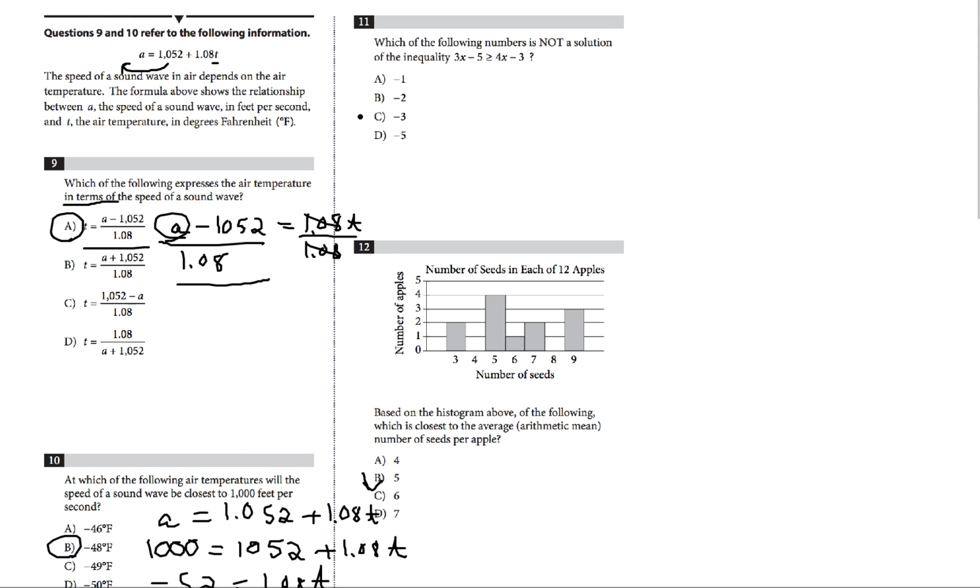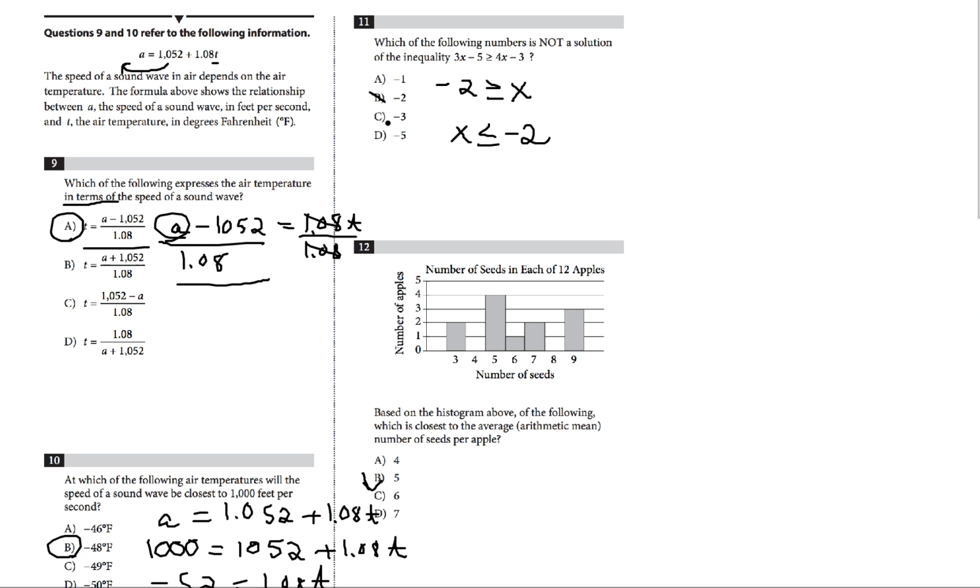All right, which of the following numbers is not a solution of the inequality 3x minus 5 is greater than or equal to 4x minus 3? You could plug them in. You could just pick your numbers, they're down here, and see which ones don't work. That's an easy way to do it. Or you could solve it. I just added 3 to both sides, so I got negative 2 is greater than or equal to x. So I flipped it around: x is less than or equal to negative 2. And which one's not less than or equal to negative 2?